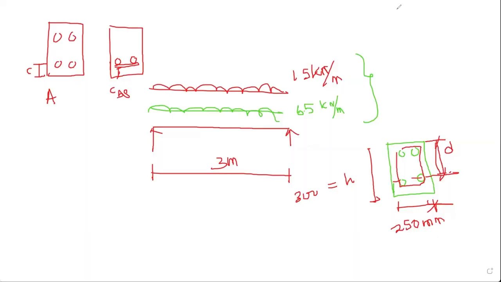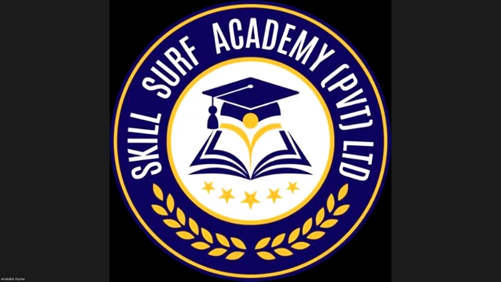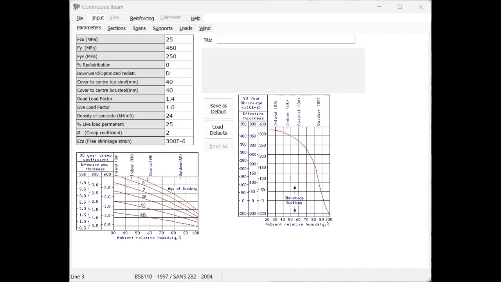So to give the correct input to the software, we'll calculate the exact, actual cover. Now here we assume 25 is the clear cover up to the link, and link diameter is 6 mm. So 25 plus 6, 31. 31 plus we assume the main bar diameter 16, so half of the 16 is 8. So 31 plus 8, 39. So we'll go with 40 mm. And the dead load factor is 1.4, live load factor is 1.6.